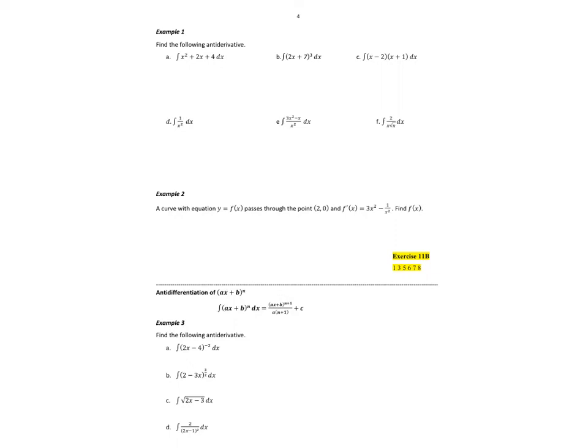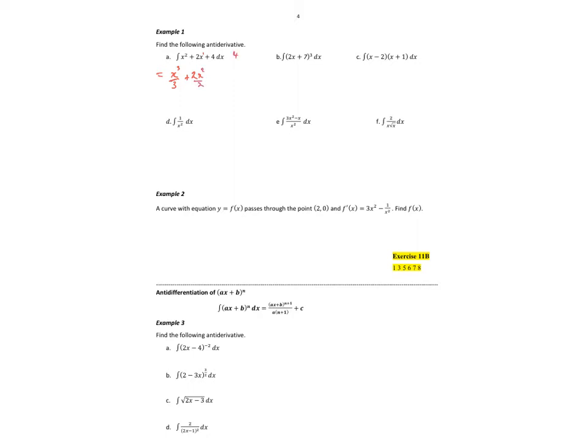Let's have a look at a few. So we just apply our rules. Once there's our integral, we add 1 to the power and divide by the power. That's the same as x to the 1, so it becomes 2x to the 2 over 2.